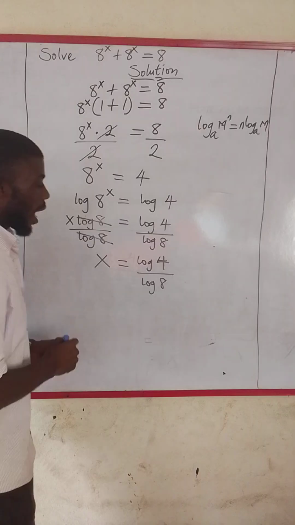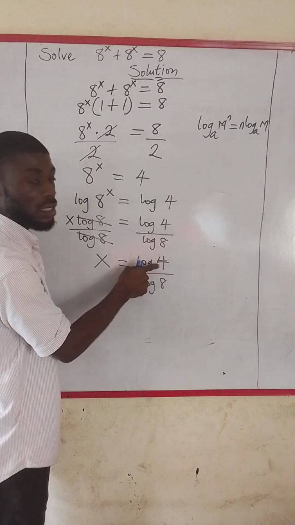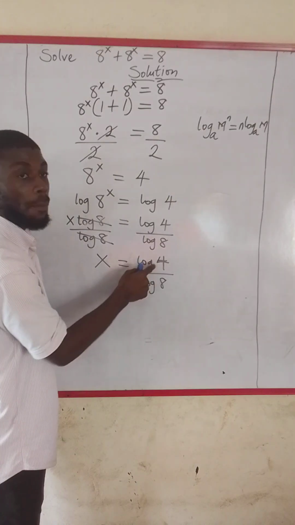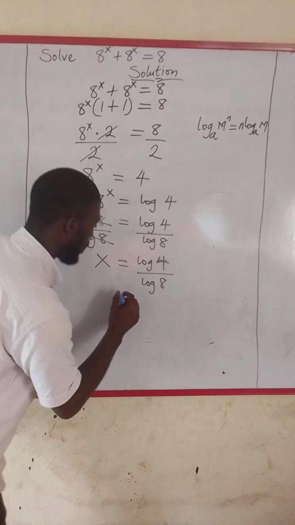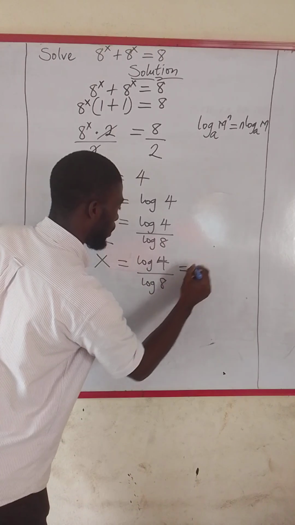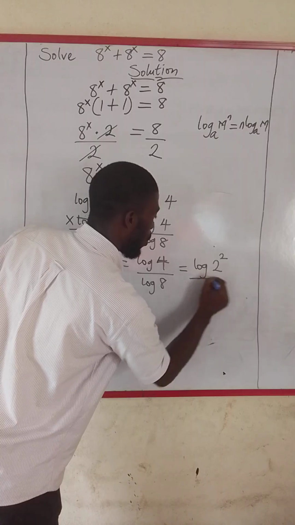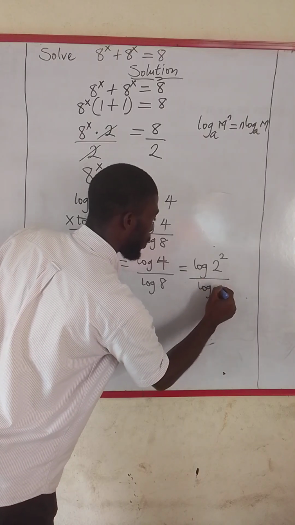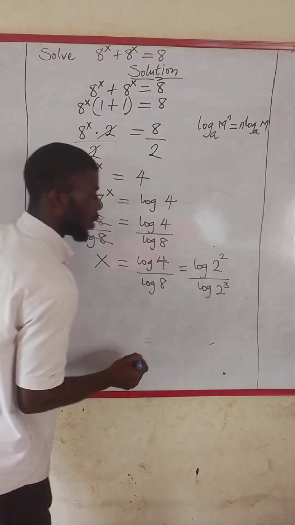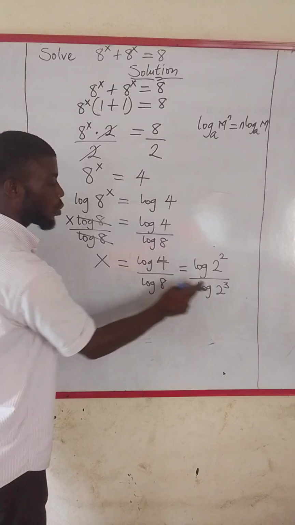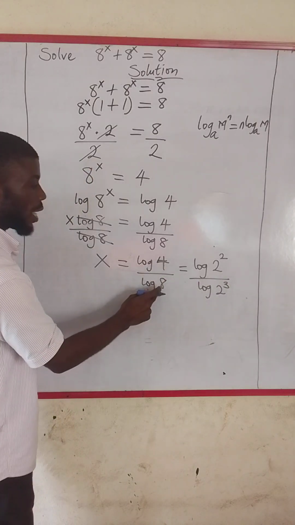Okay, from here, I can also decide to make these log numbers be in powers of 2. This is saying log 2 raised to the power of 2 all over log 2 raised to the power of 3. 2 raised to the power of 2 is 4. 2 raised to the power of 3 is also 8.